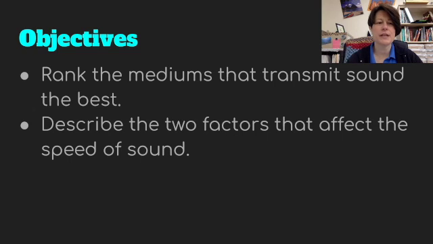So, our objectives for today were to rank the mediums that transmit sound the best and describe the two factors that affect the speed of sound.